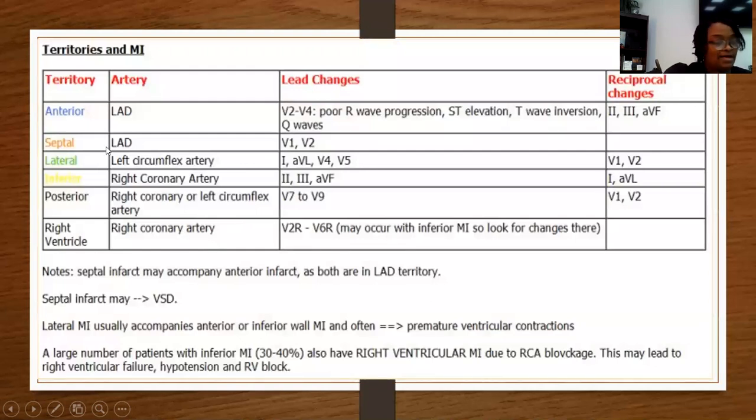Here's another example of that, and we see here you have the 4 walls of the left ventricle. You have the anterior wall, the lateral wall, the inferior wall, and the posterior wall, and it tells you here what artery supplies that area of the heart, as well as what leads. You'll see the EKG changes, and also if you look in the leads opposite that, they should look opposite of the lead changes seen with the MI. You can see an example of that on page 318, figure 14-11.